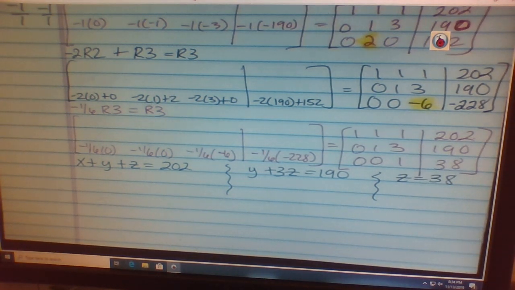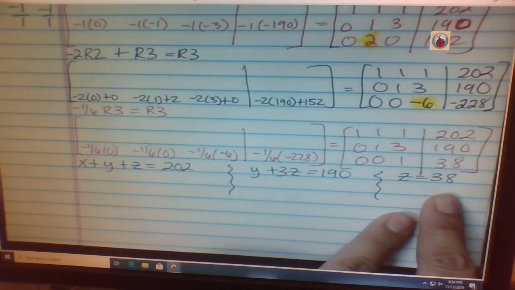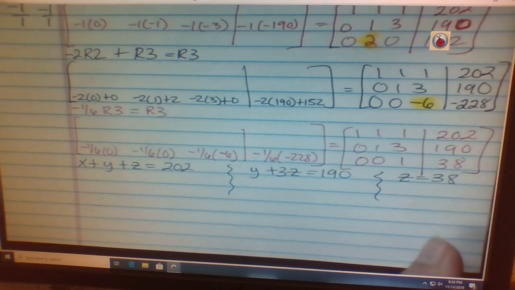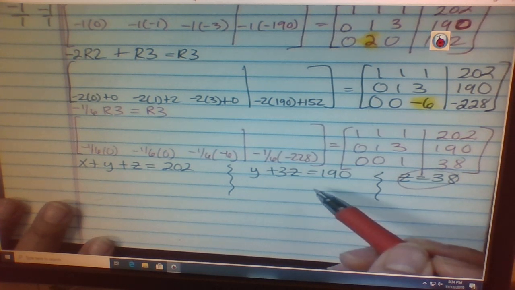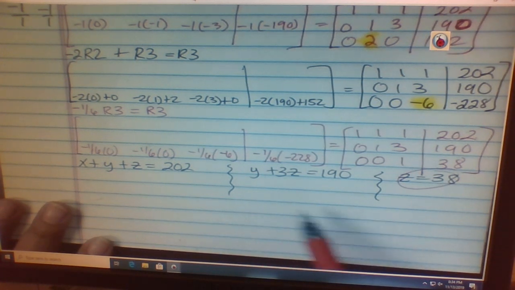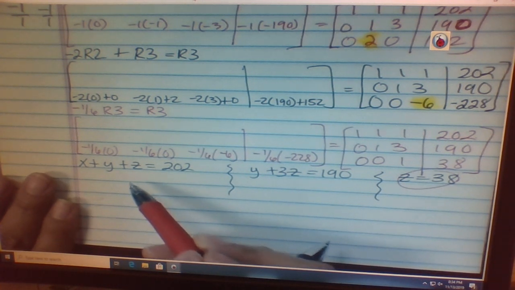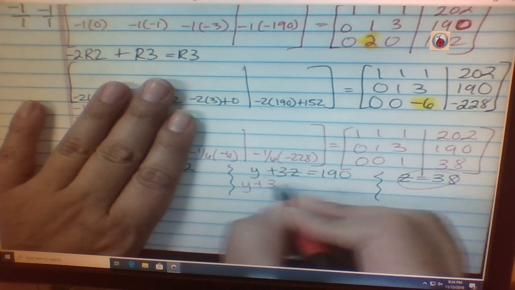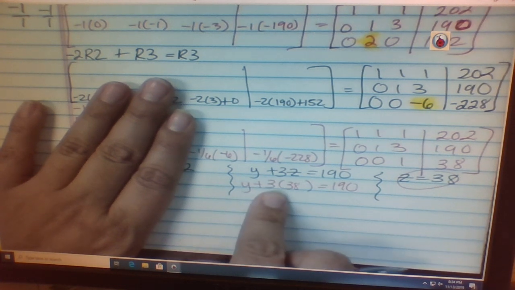So I already have z, I already have 38. That already tells me the caffeine in a soda, because that's what the z is, 38. Now you use this and plug it into this one to figure out y. Then you use y and z and plug them into this one to figure out x. So let's do this one. We know z, so this becomes y plus 3 times 38 equals 190. So we're substituting a value.